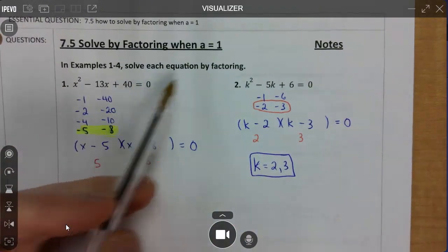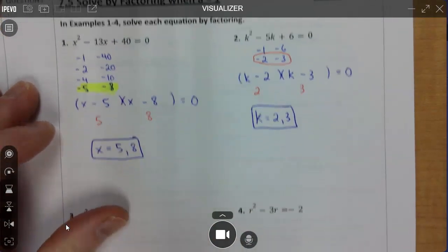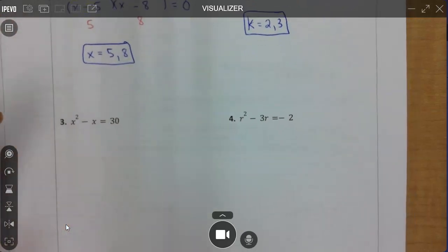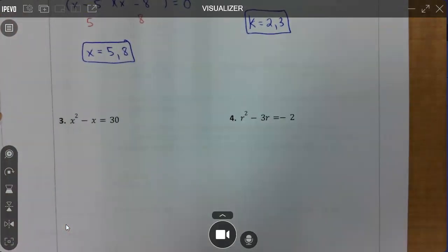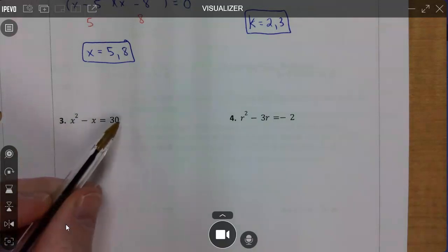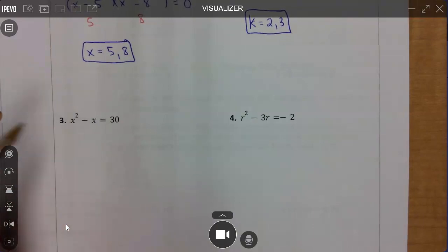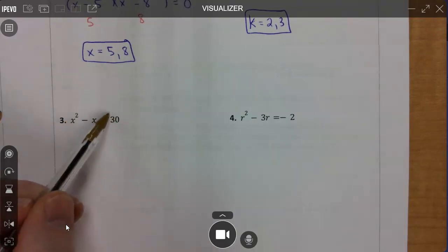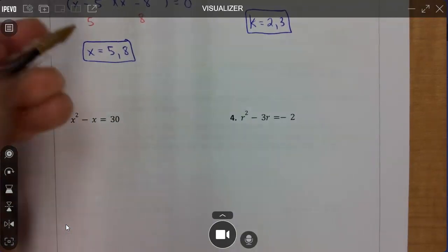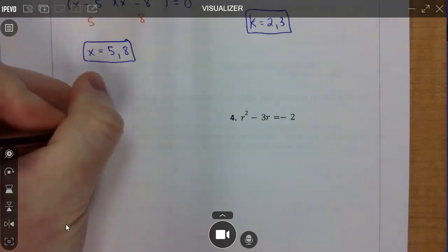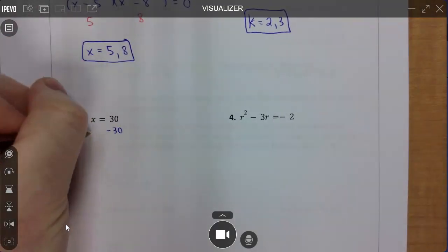Alright, so far so good. Well, this is when they both started equal to 0. There's a slight difference on the last two examples that we're going to cover. Right now, this equation does not equal 0. In fact, we can't factor this right now until I get everything on one side of the equal sign. So I need this 30 to move over to the left. So if it's a positive 30 already, I have to subtract it to the other side.